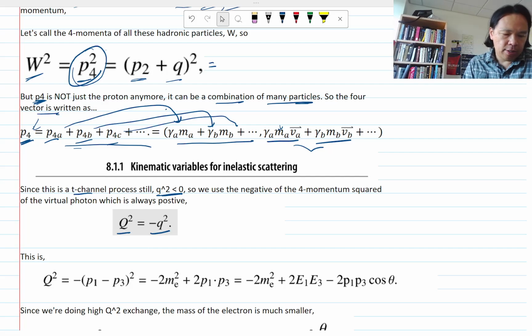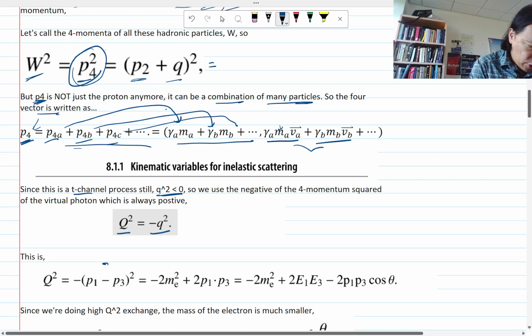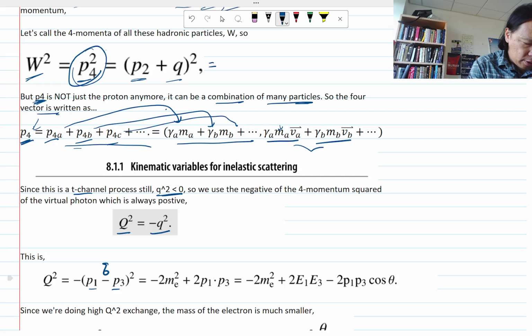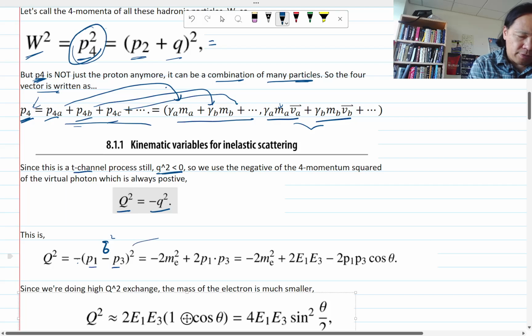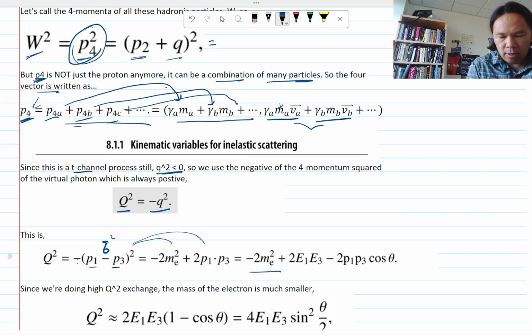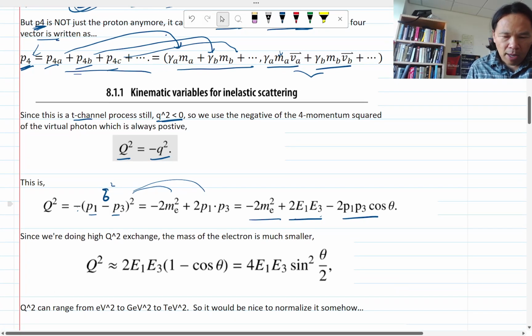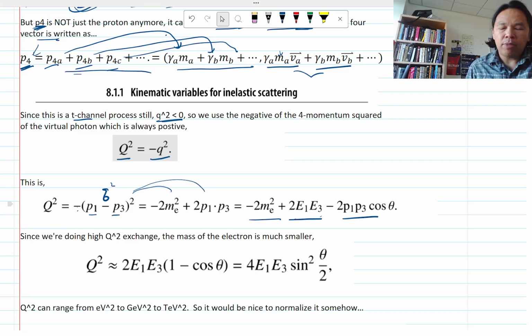Okay, so since Q itself is P1 minus P3, therefore capital Q square is Q square with a negative sign. Therefore, you square this and then you put a negative sign in front, okay? And if you just do a few steps of algebra, what you will end up with is that you're going to get twice the mass of the electron, and then E1 times E3, and then the magnitude of the 3 momentum of P1, P3, and the angle between the incoming and outgoing particles, okay?